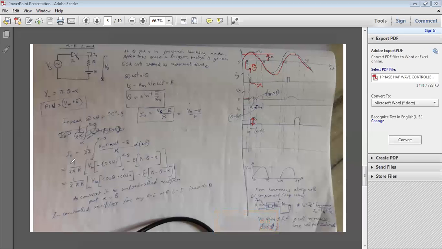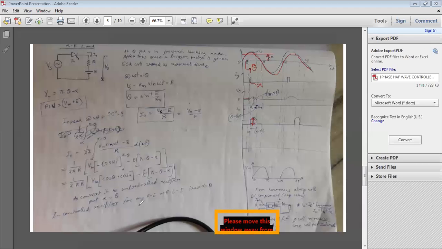d omega t. So take the common and we'll get 1 by 2 pi R Vm and sine omega t. Sine omega t integrates to minus cos omega t, limit alpha to pi minus theta, minus E d omega t, and for d omega t the limit is given as pi minus theta minus alpha. So from that we will get 1 by 2 pi R, Vm cos theta plus cos alpha, minus E times pi minus theta minus alpha.